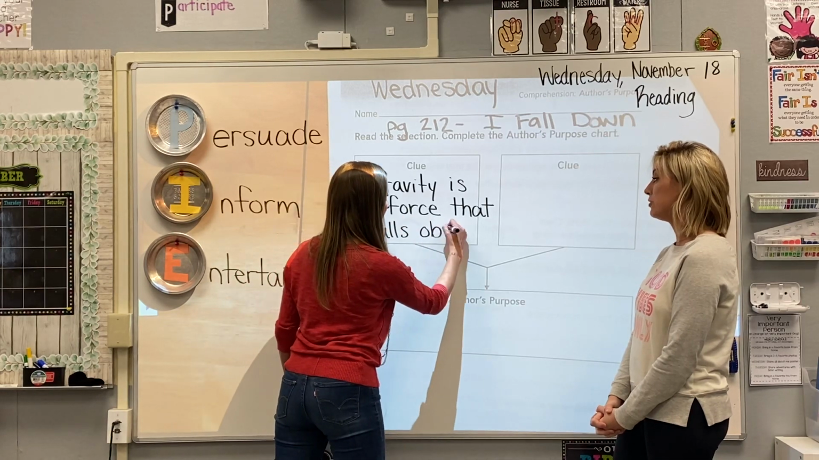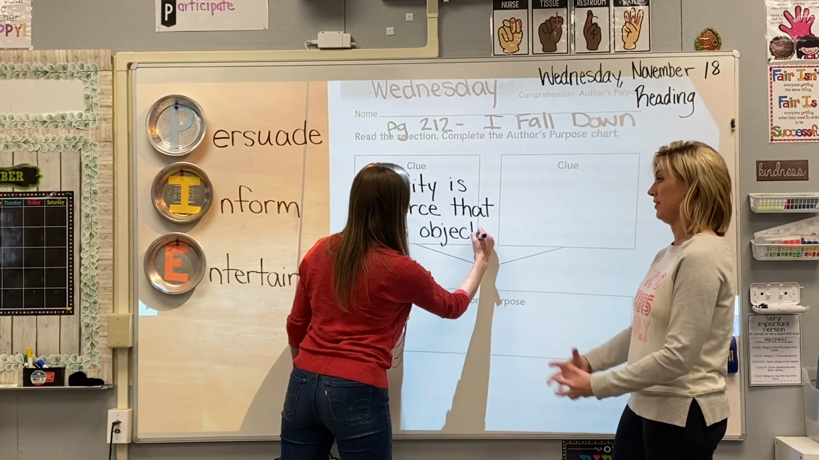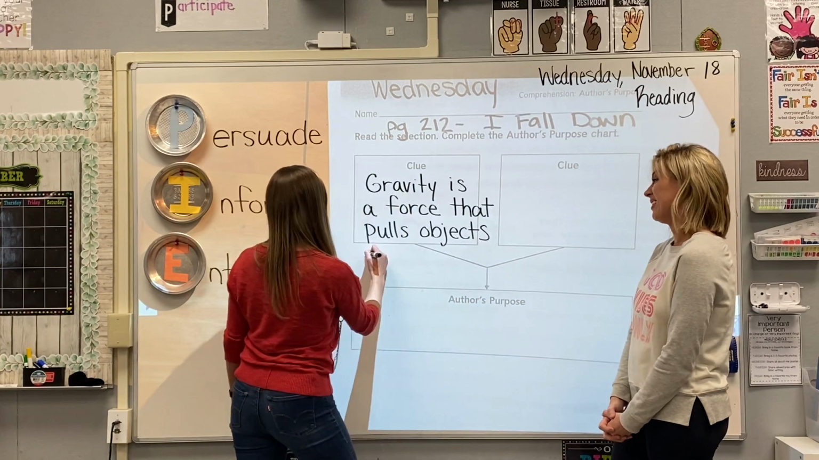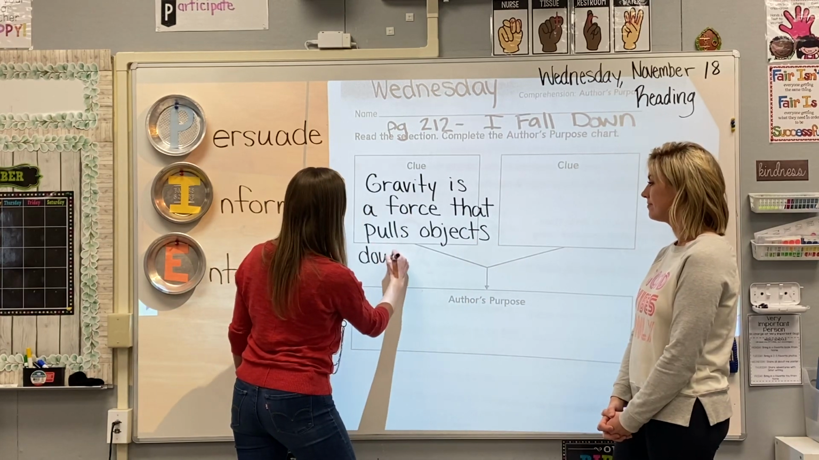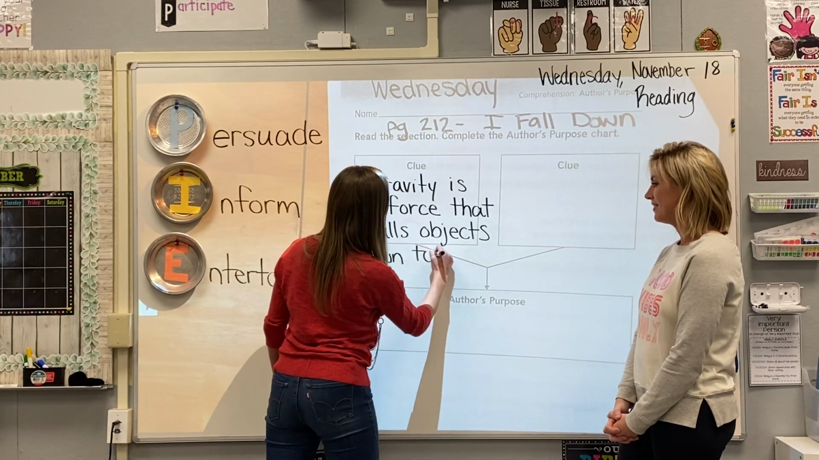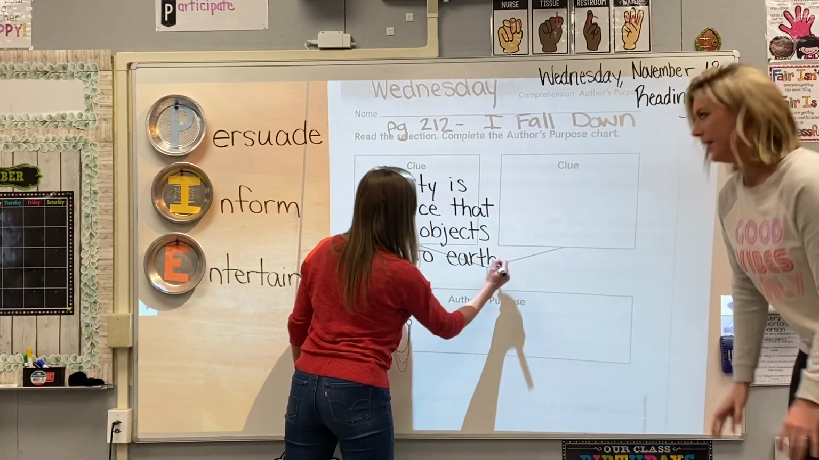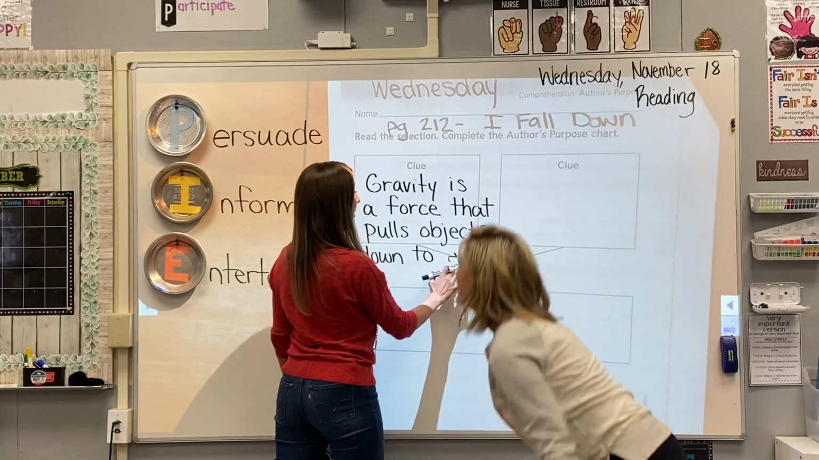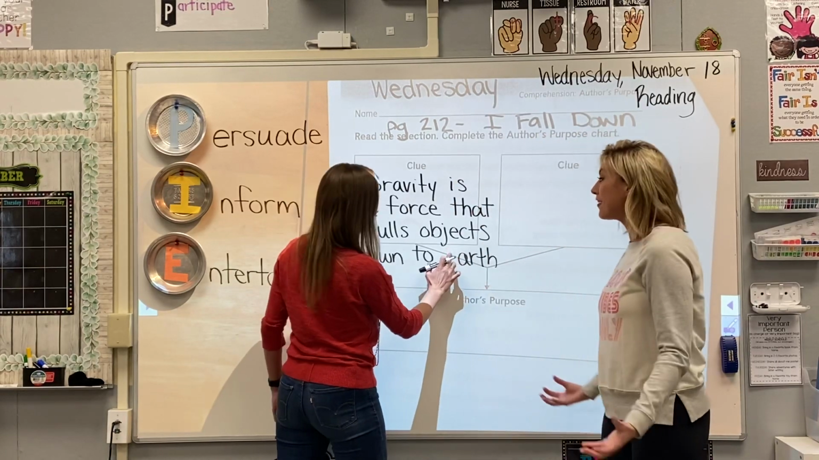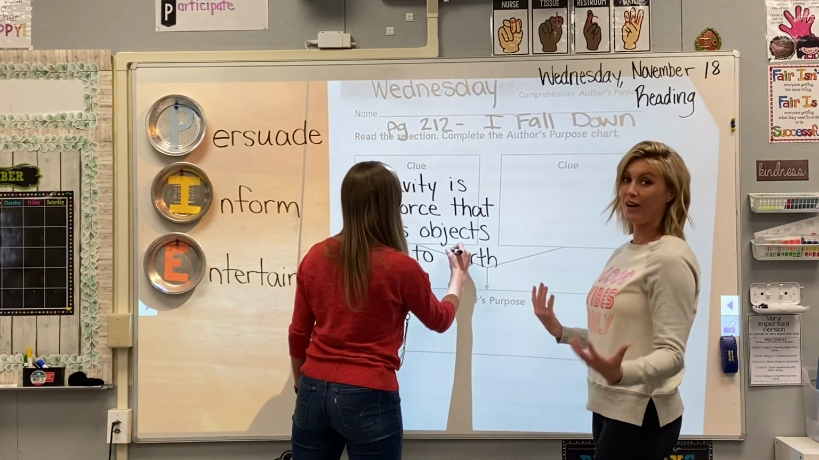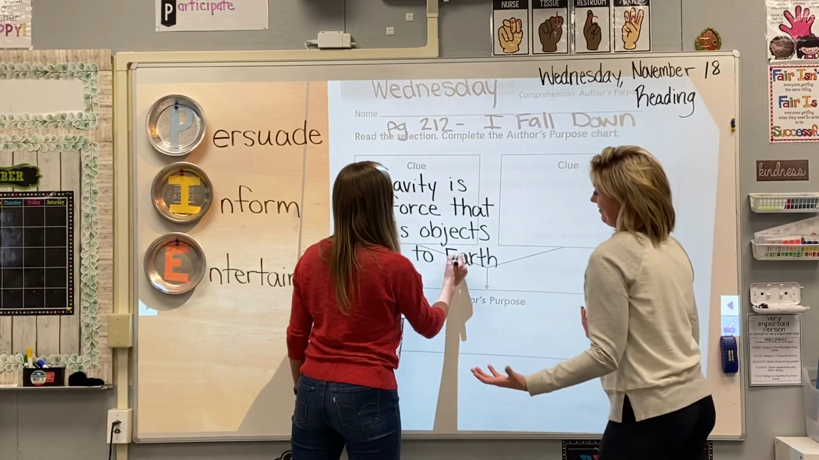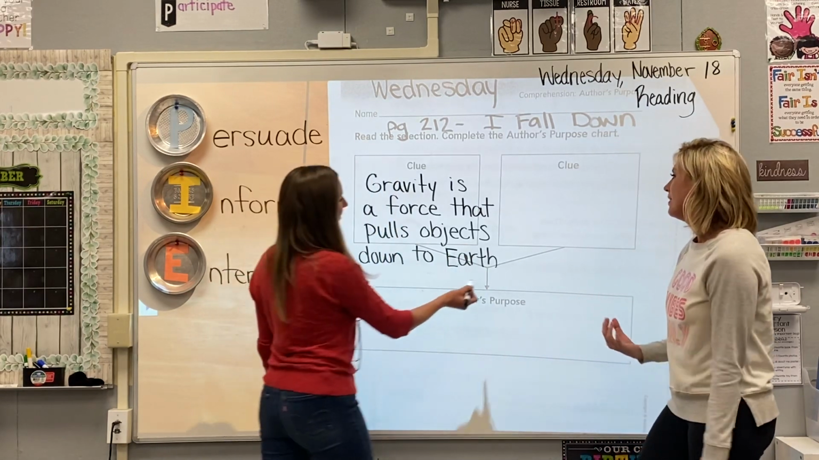And it actually pulls objects down to earth, like my marker when I dropped it. If I were to stand on this crate right here and jump, look what happens. Whoa! I get pulled down to the earth by the force that's called gravity. I'm going to put a capital there, and a period.